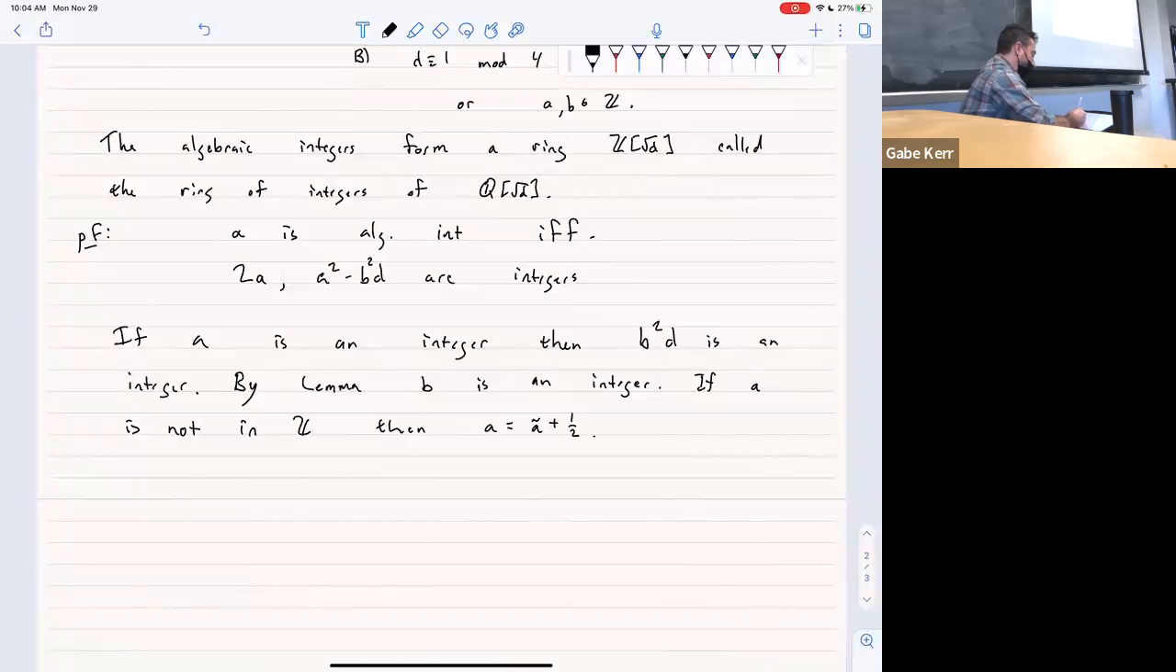So now let's square it. We get a tilde squared plus a tilde plus 1/4. Now we know that this has to be an integer in order for alpha to be an algebraic integer. So b squared d, this is an element, d plus 1.